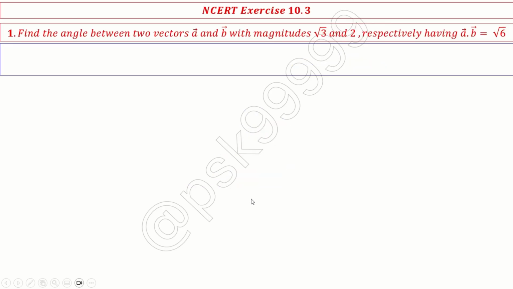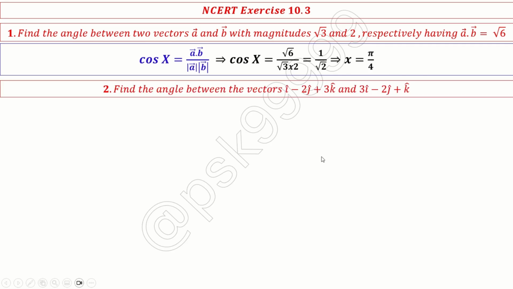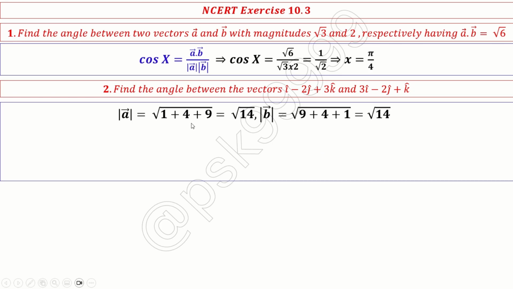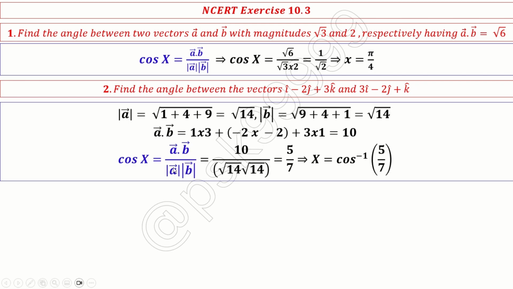Let's do exercise 10.3. This is a very simple, straightforward question. The magnitudes of two vectors and their scalar product value are given, so we substitute into the equation. Find the angle between two other vectors given here. You find the magnitude of a bar, magnitude of b bar, then the scalar product, and divide. Apply the same formula: cos x equals the scalar product divided by the product of their magnitudes.